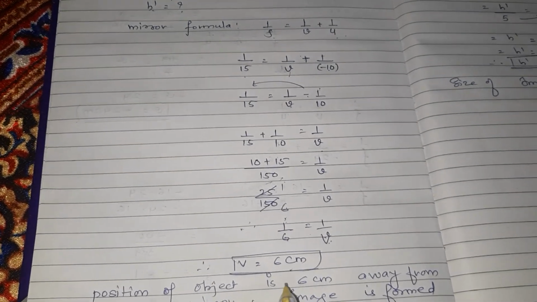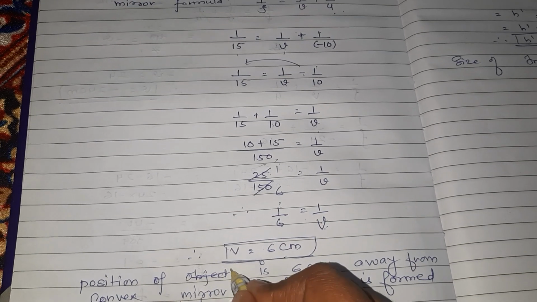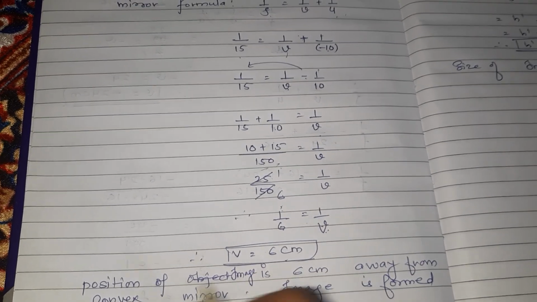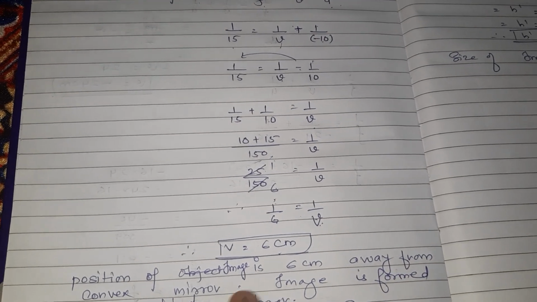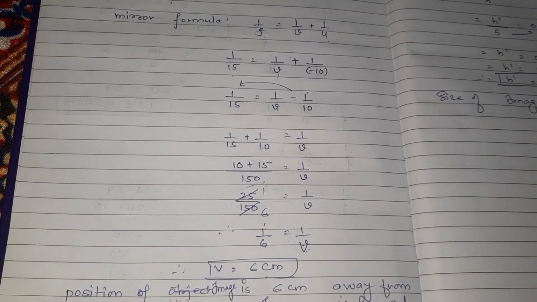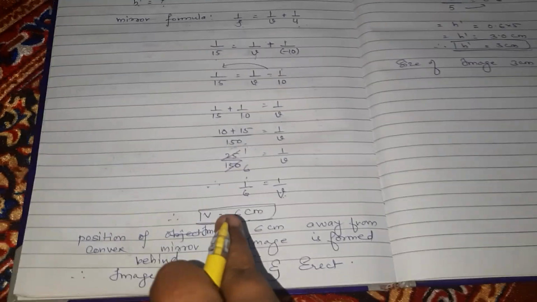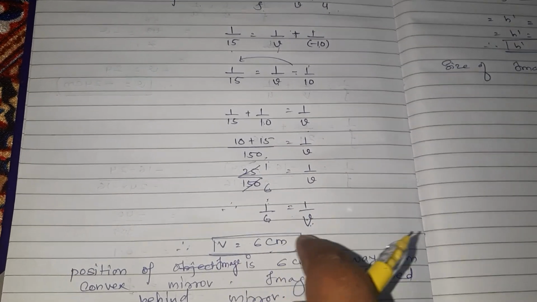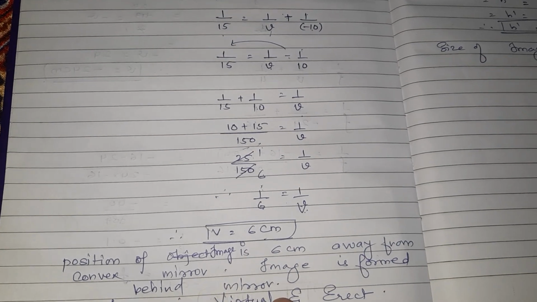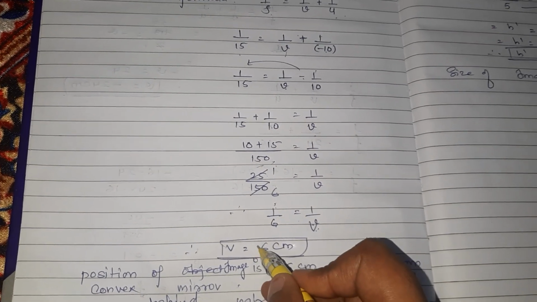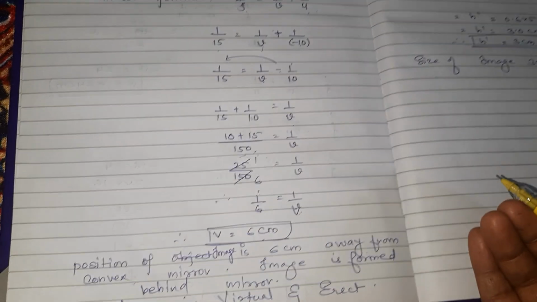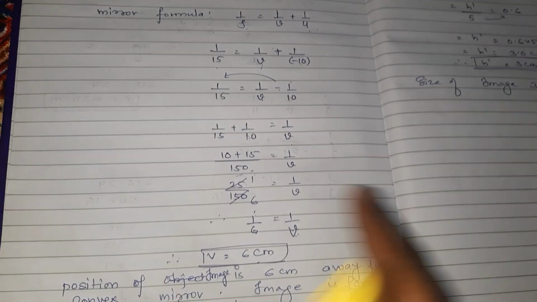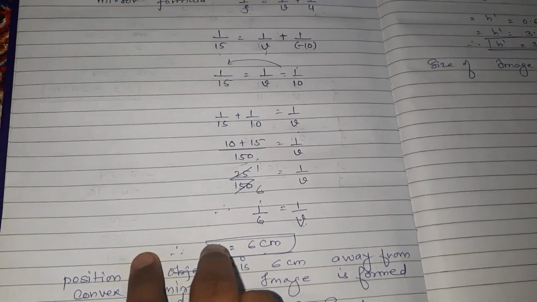So the position of the image is 6 centimeter away from the convex mirror, and in a convex mirror the image is always formed behind the mirror. Also, here there is a plus sign and not a minus sign. So if it is plus, the image will always be behind the mirror, right? If it is behind the mirror, the image will be virtual and erect, right?